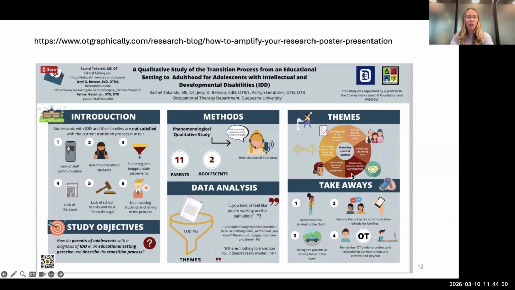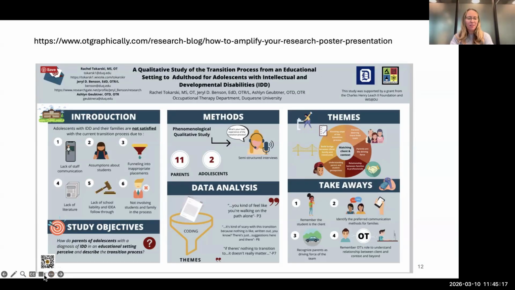words here. So she's really coming right into what are the really important things: assumptions about students, funneling into inappropriate placements. So really what that information looks like. Because if you're doing a poster, there's a good chance that there's going to be a time for people to come and talk to you about your poster. So make sure that's what you do.